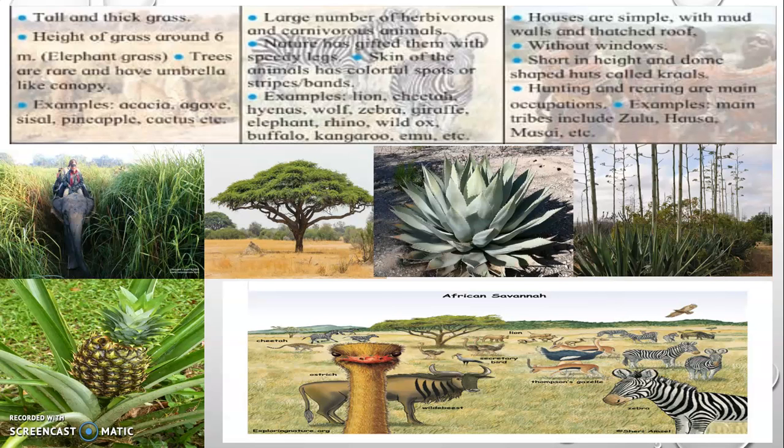Similarly, animals are found in this grassland region, in the African savanna and the other areas. The animals found over here are adapted, because summer is there and winter is also there. So there is a large number of herbivorous and carnivorous animals. Now what are herbivorous and carnivorous? Herbivorous animals are those animals which eat only leafy vegetables, grasses and leaves of the plant. And carnivorous animals are those animals which eat only the flesh or the meat of dead animals.